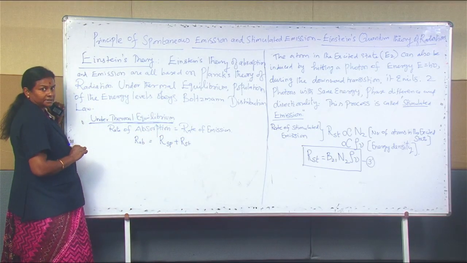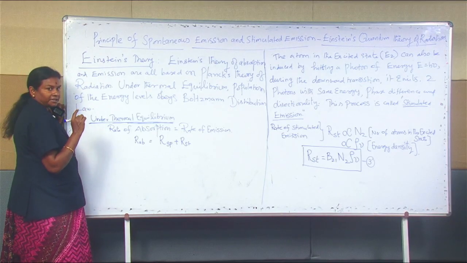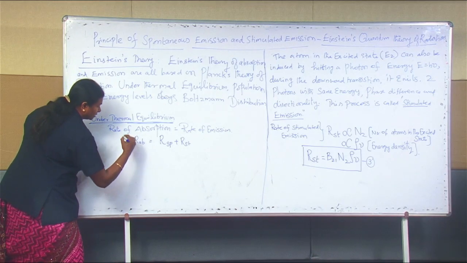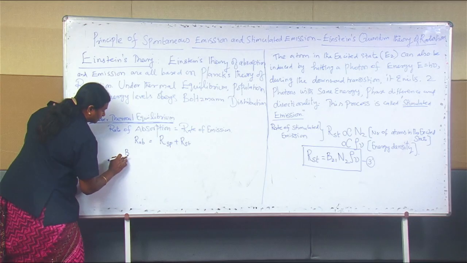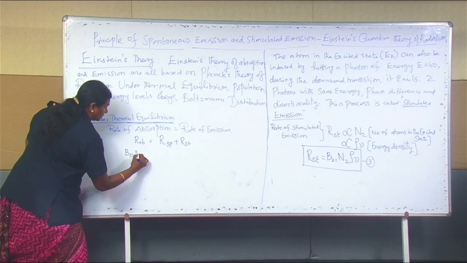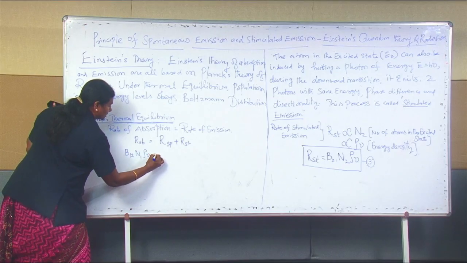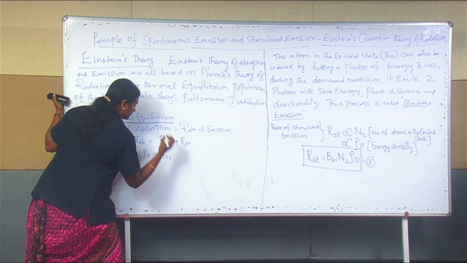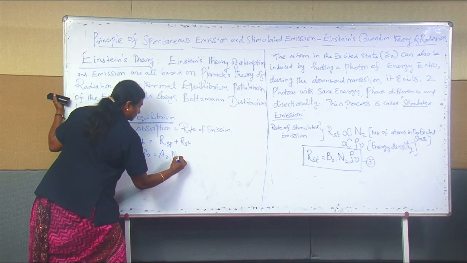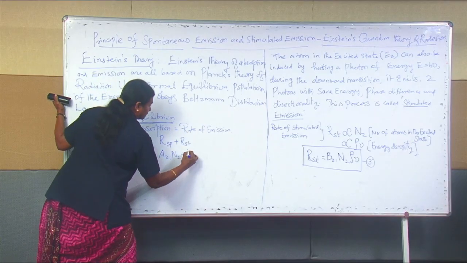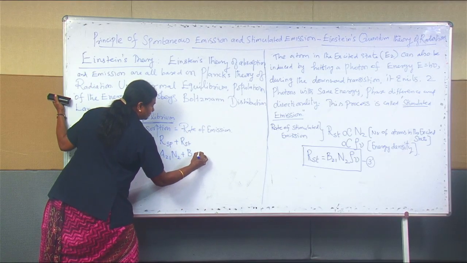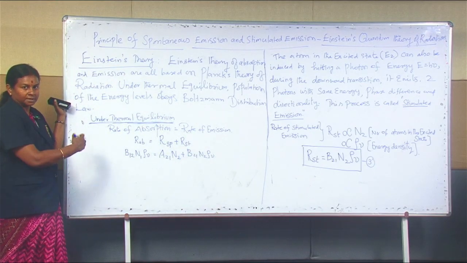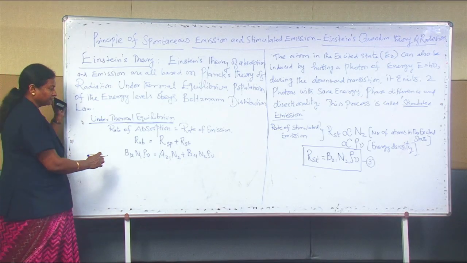Now, we have the values, clear, isn't it? So, 3 equations. I am going to write it here. What is the RAB equation we have deduced here? B12 N1 rho nu, which is equal to, for SP we have derived A21 into N2, plus RST, for which we have the equation B12 N2 into rho nu. We have substituted all 3 processes, and this is the final equation.